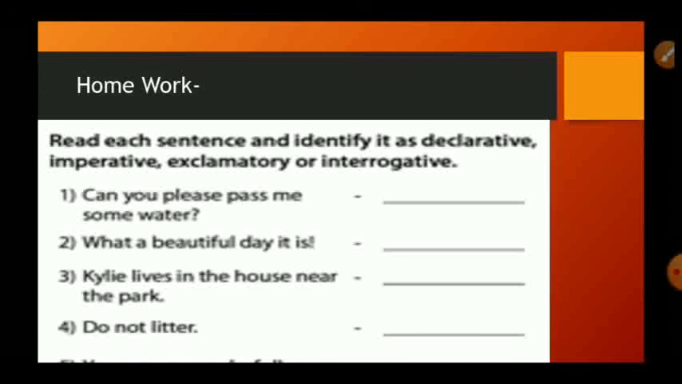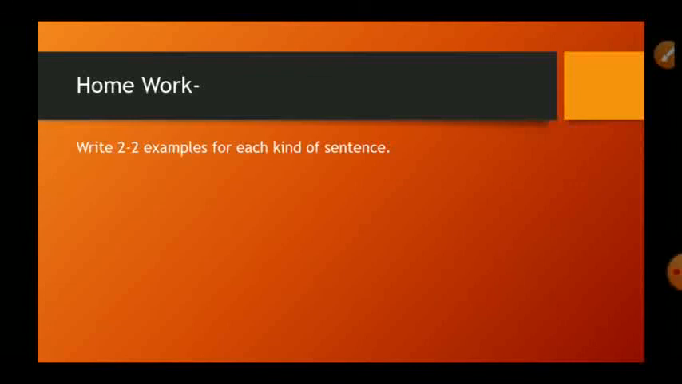Here is your homework which you have to do in your notebook. The question is, read each sentence and identify it as declarative, imperative, exclamatory or interrogative. You have to read the question and identify whether the given sentence is declarative, imperative, exclamatory or interrogative. Your last and second question is, write two examples for each kind of sentence. As we learned that there are 4 kinds, for each kind you have to write two examples.